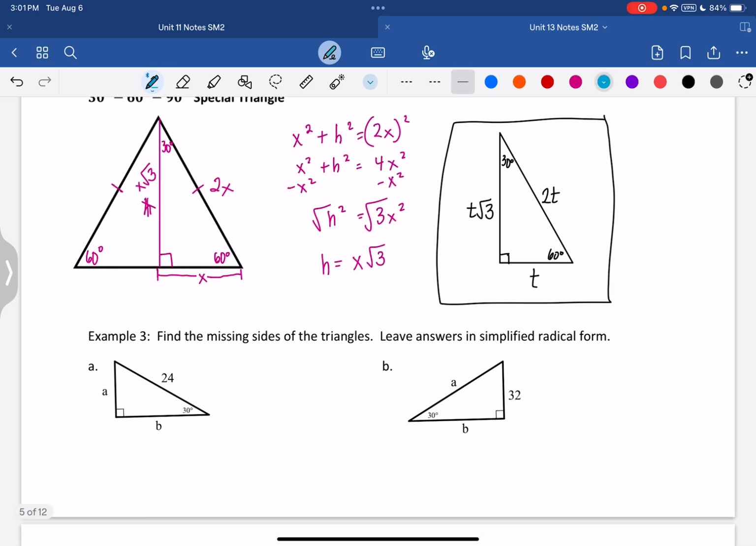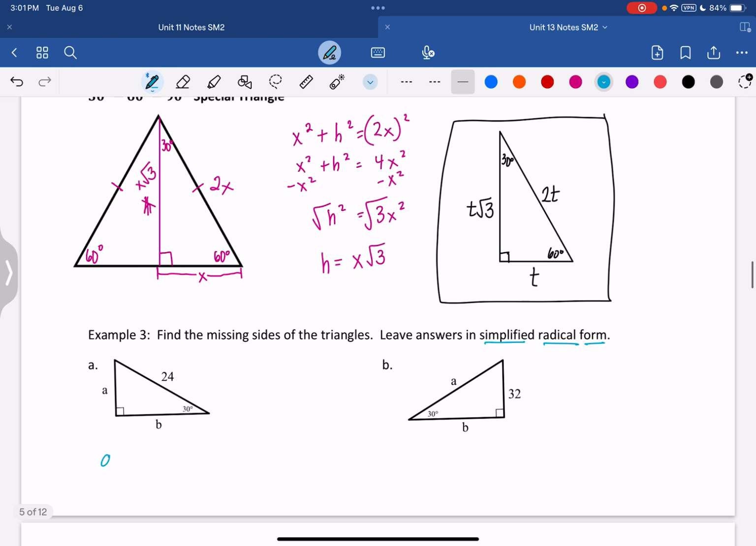Okay, so find this missing side of the triangles, leave again in simplified radical form. So if I know the longest side, I know that the longest side is the hypotenuse. So if I take the hypotenuse, I divide it in 2, that gives me the short leg. So A in this case is 12, and then the long leg is equal to the short leg times the square root of 3.